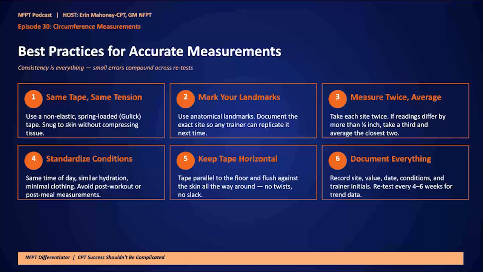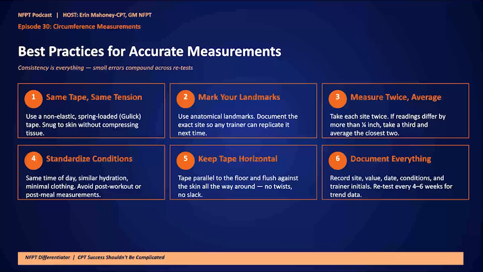Another way you can improve accuracy is by measuring twice, and then if there's a discrepancy, averaging those two measurements. Also, consider standardizing the conditions. So for example, do these assessments on your clients at the same time of day with the same type of hydration and minimal clothing. You don't really want to do it right after a workout or right after they just ate, which is pretty standard because you can just do it right when they come in to see you.